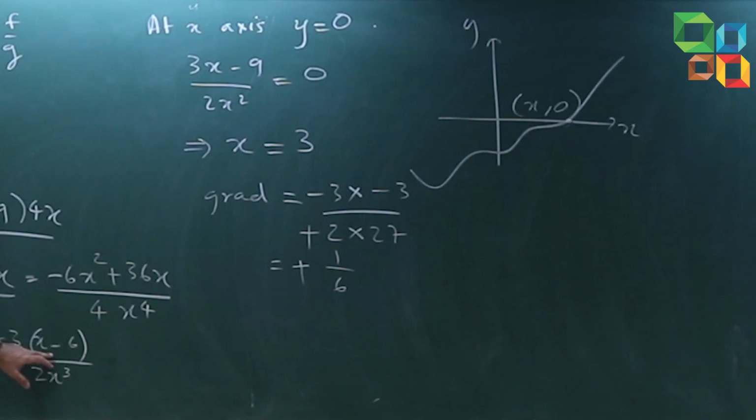Okay. So you are not supposed to put this equal to 0, not this. Sorry, you are supposed to put this equal to 0, not this.